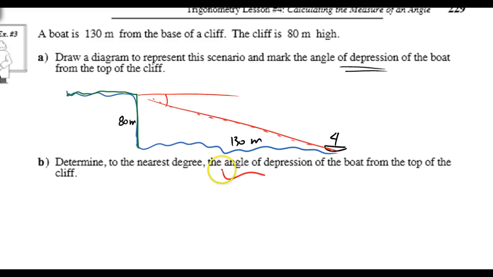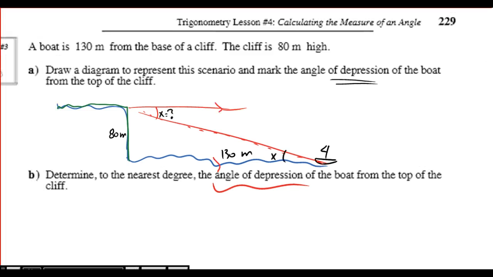So let's calculate the angle of depression of the boat from the top of the cliff. With respect to our angle x over here, the opposite side, which is the cliff, and the adjacent side, which is the distance from the cliff to the boat, would be the tan ratio. So it would be tan x equals opposite over adjacent, so 80 over 130, and then to get the angle, we would go inverse tan on our calculator, 80 over 130.